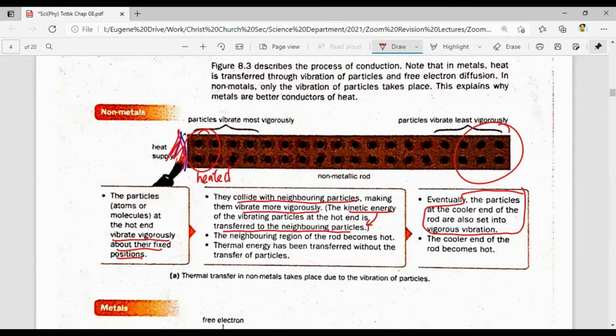Okay, so this is the process of conduction for non-metals. It's about the particles colliding and passing the energy from one to the other, to the other, all the way to the end. So that's how conduction works. This process is termed atomic vibration, or sometimes molecular vibration. This is the most basic mode of conduction.